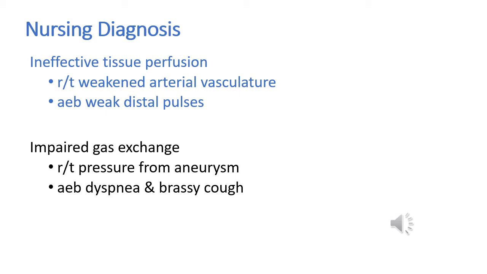Another related diagnosis, not one that was on your objectives, but one I put here just because it relates, is impaired gas exchange related to the pressure from the aneurysm. This is evidenced by dyspnea and a brassy cough. So here you can see how impaired gas exchange is probably more closely aligned with a thoracic aneurysm, while ineffective tissue perfusion aligns with both of them.